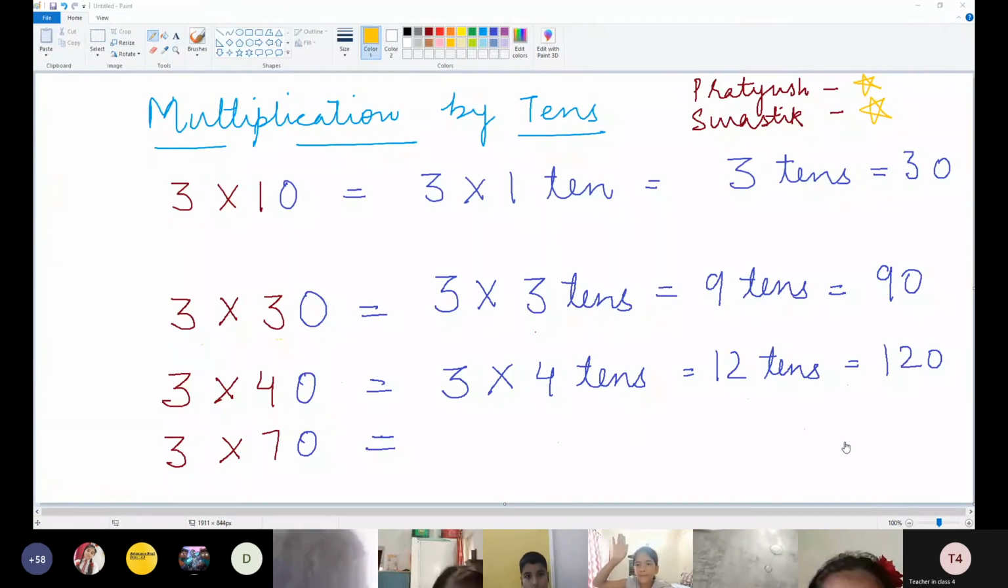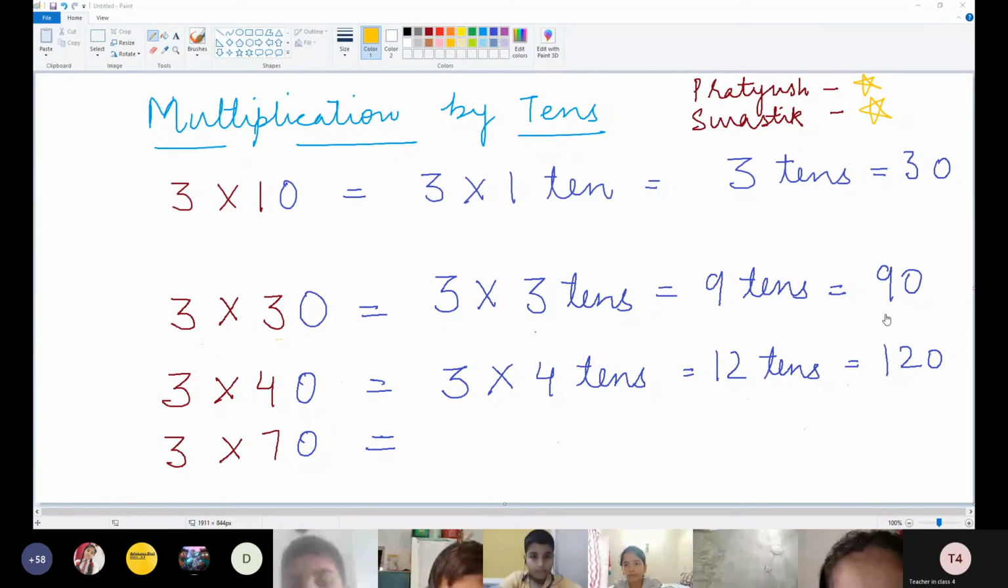Okay, so who is going to answer? Archana, you want to answer? Wait, beta. I will give you a chance. I have not asked. I will allow your mic. Mansi, quickly unmute yourself. Archana, I will give you a chance. Wait. We have done multiplication by tens. We also have to do multiplication by hundreds. So at that time I will give you a chance.